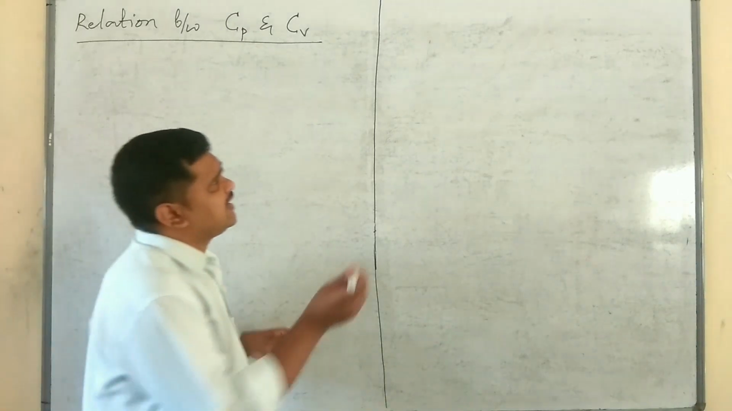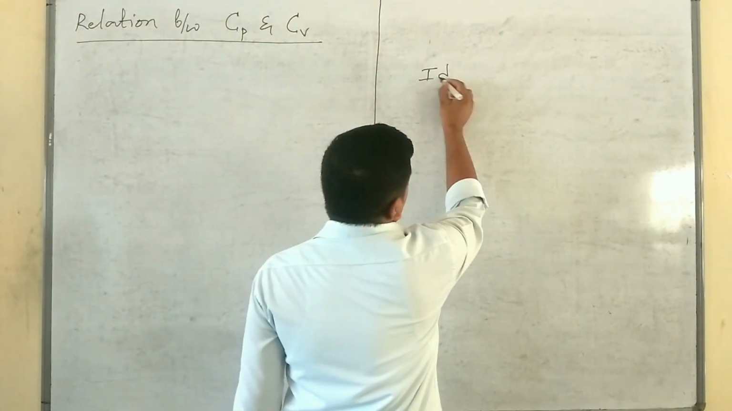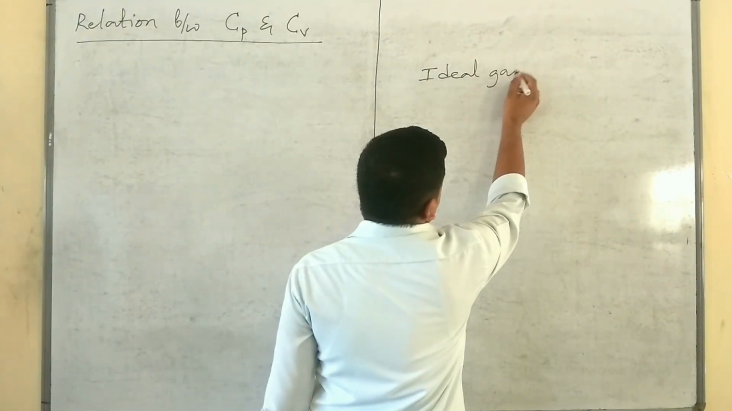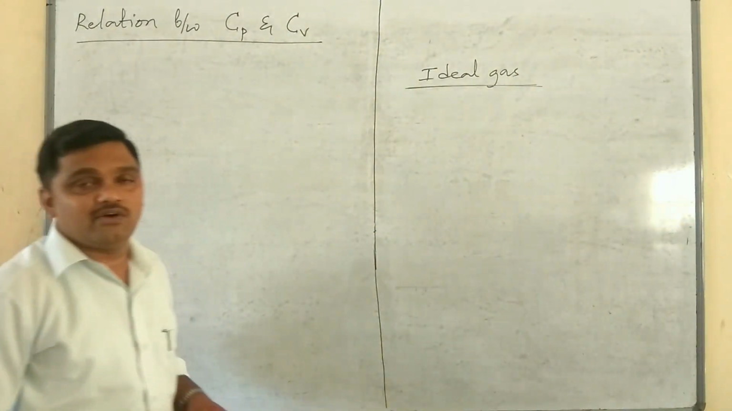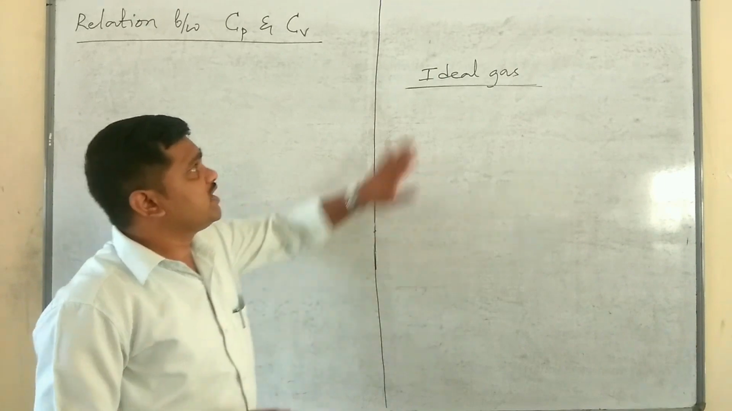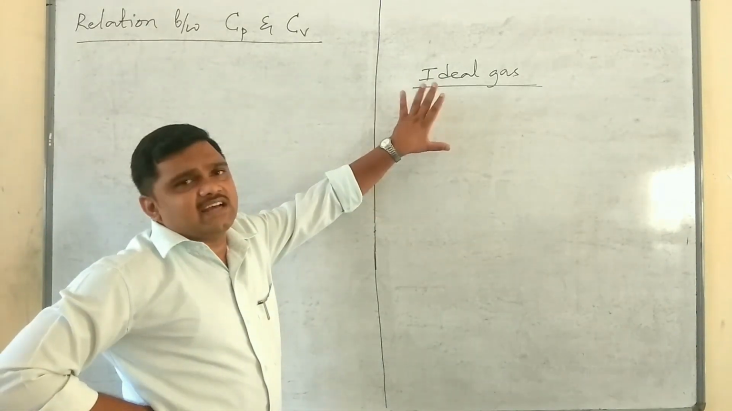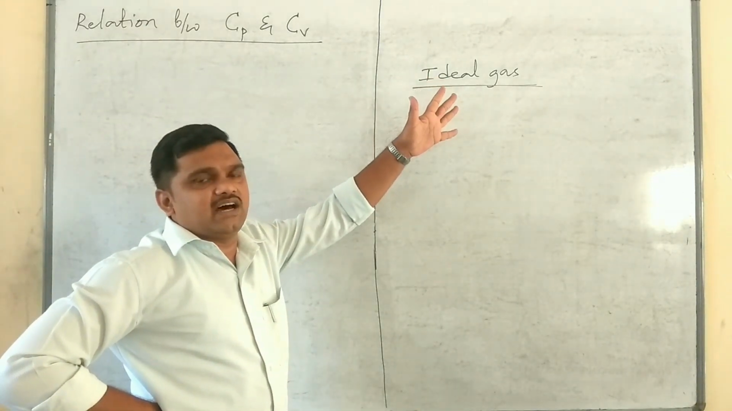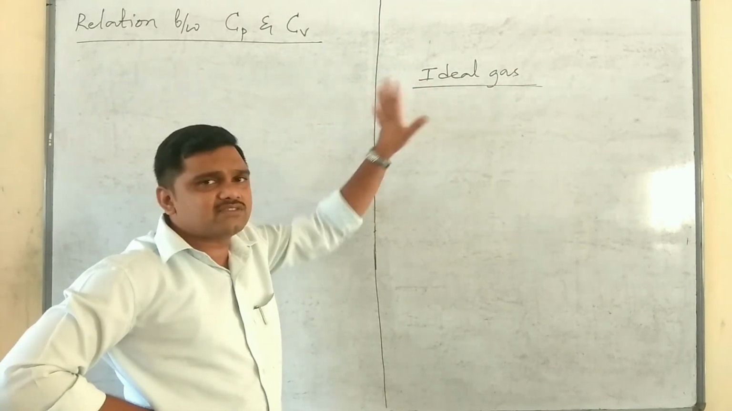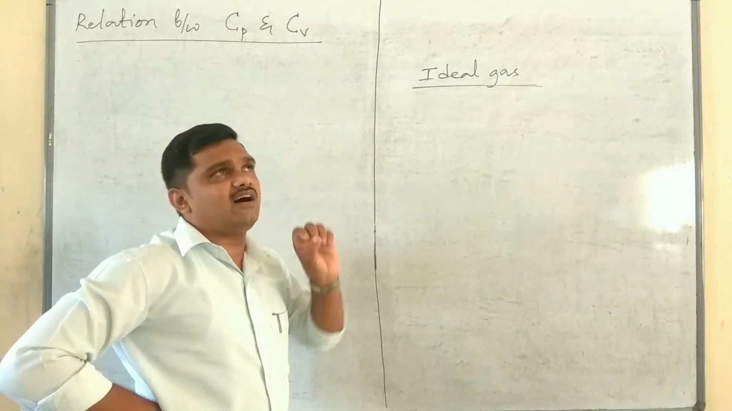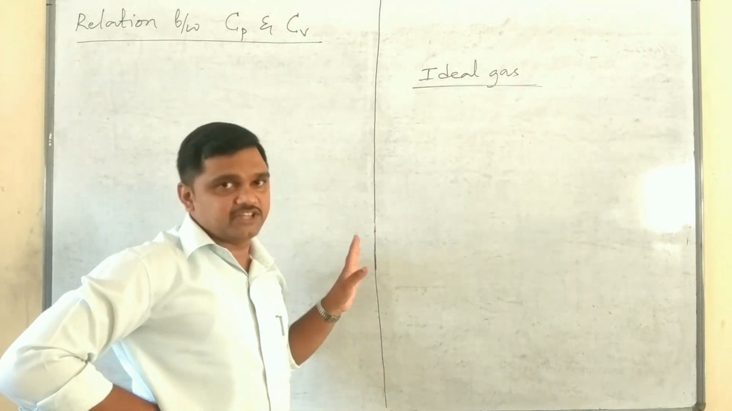What is an ideal gas? Ideal gas, as the name itself indicates, is an ideal one. These ideal gases are different from real gases. An ideal gas obeys all the gas laws at all temperatures and pressures.